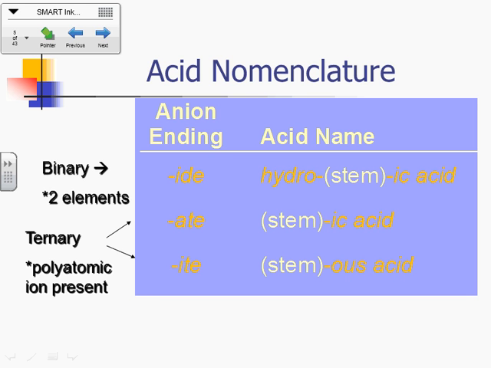So then the HNO3, that's nitrate, so it would be nitric acid. You just do the nitr part and then put the ic acid on the end.